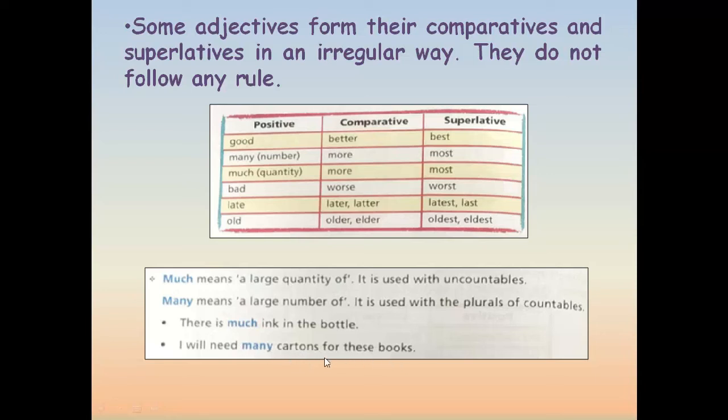Many cartons, you can count cartons. Cartons are those boxes within which you can put your things. So I need many cartons for these books. You can count those cartons. It is a countable noun, so we use the adjective many with it. See, much goes with uncountable noun. Many goes with countable noun. However, in the comparative and superlative degree, they use the same words, which is more and most. This is the difference between many and much.